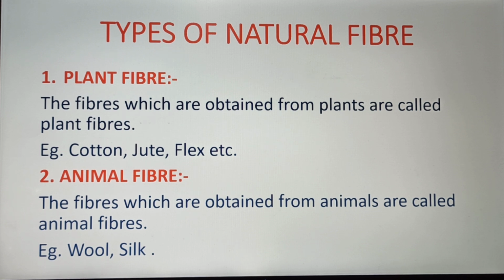Now, types of natural fibers. There are two types of natural fiber. One is your plant fiber, that is the fibers which are obtained from plants like your cotton, jute, flax, etc. And other is your animal fiber, that is the fiber which are obtained from animals like your wool, silk, etc.